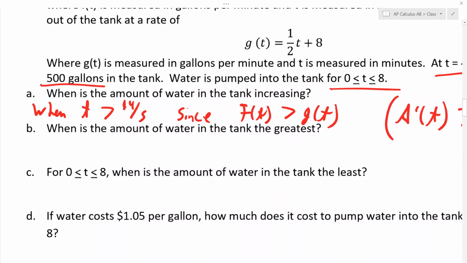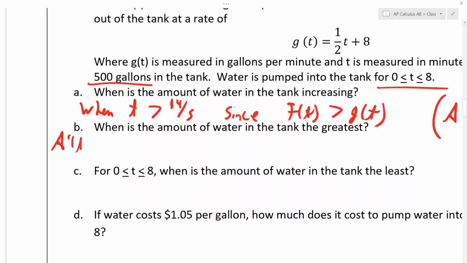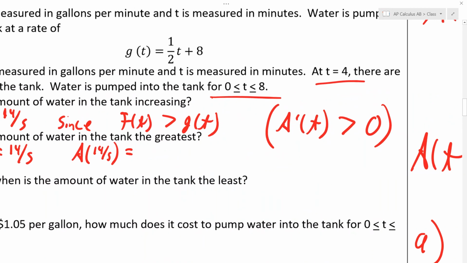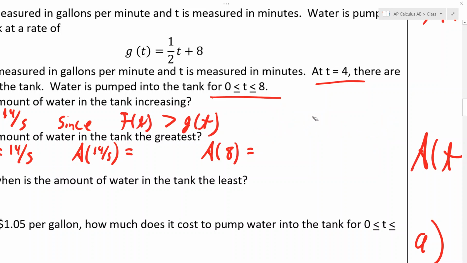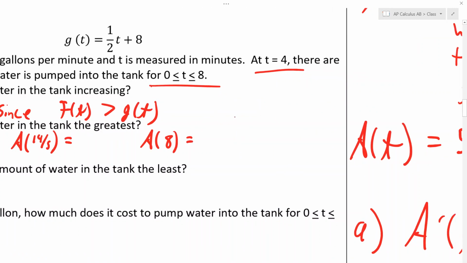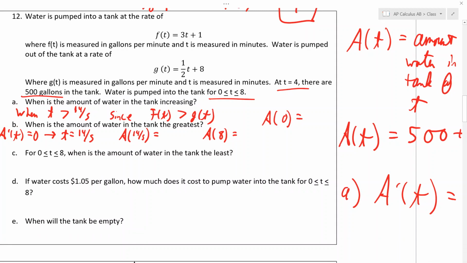When's the amount of water in the tank the greatest? Well, we got to find the critical values, right? So we got to find when is a prime 0. We already did that. That was 14 fifths. You're right, Riley. Which means we need to find the amount at 14 fifths. We need to find the amount at 8. And we need to find the amount right up here, but at 0. Yeah, you gotta check the endpoints and the critical values.